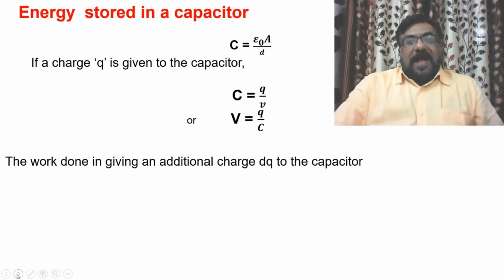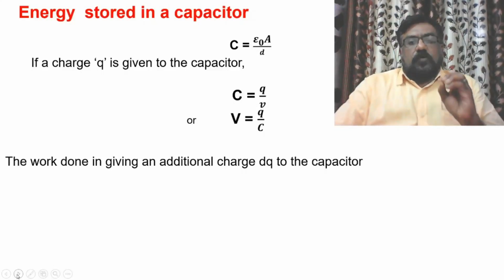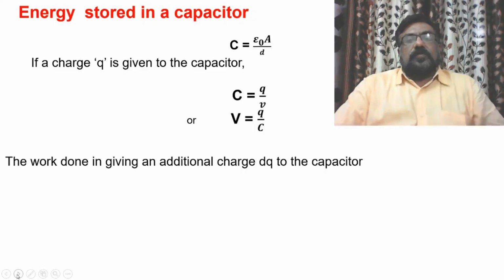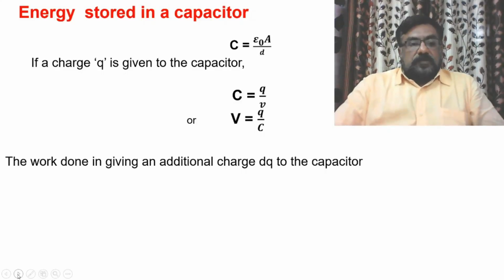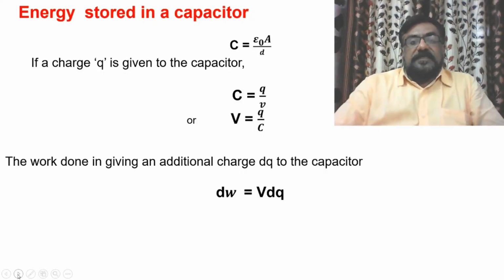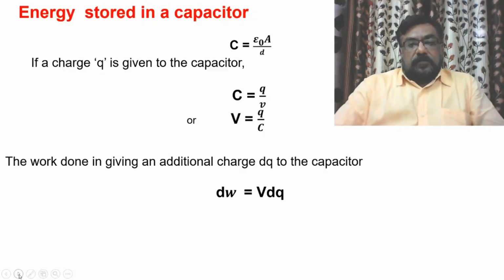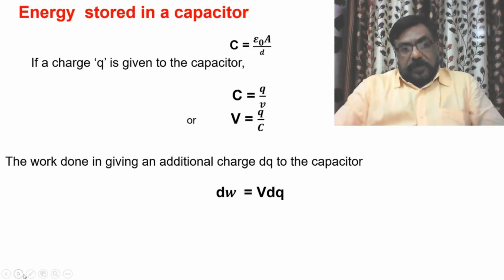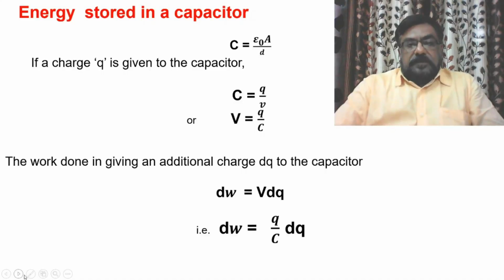Now I am going to add some more charge into that capacitor. I am going to add a very small quantity of charge dq to that capacitor. For that, I have to do some work against the existing electrostatic force. So the small amount of work done to charge this capacitor by an amount dq is given by dW is equal to V into dq. But we know that V is Q by C. Therefore, the work done is equal to Q by C into dq.